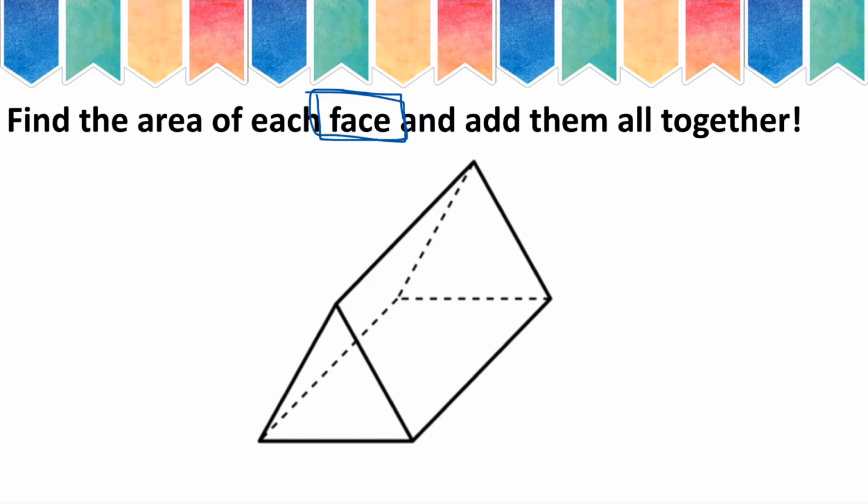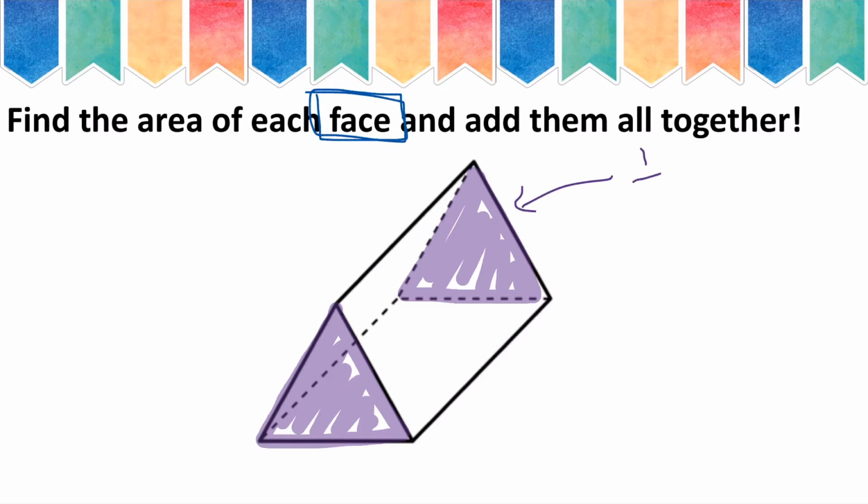So when I think about a triangular prism, there is a triangle in the front and a triangle in the back. So we have two triangles. And for these triangular parts, we're going to use the formula 1/2 base times height.